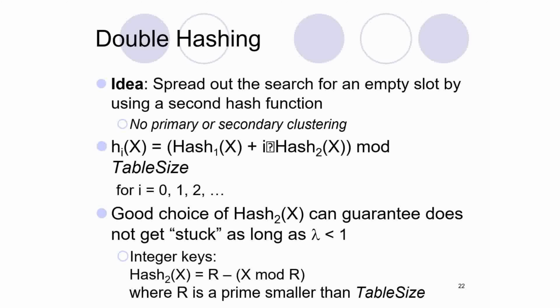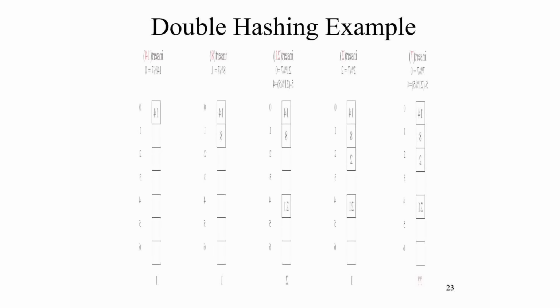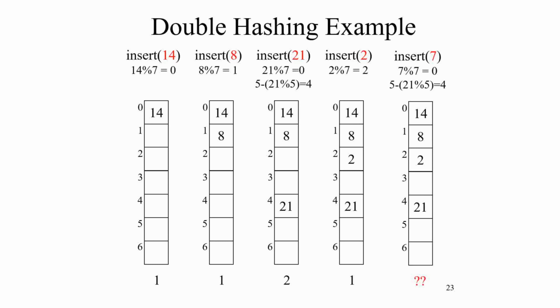Example of double hashing. You can see that this works pretty well for an empty table and gets worse as the table fills up. There's another problem here.